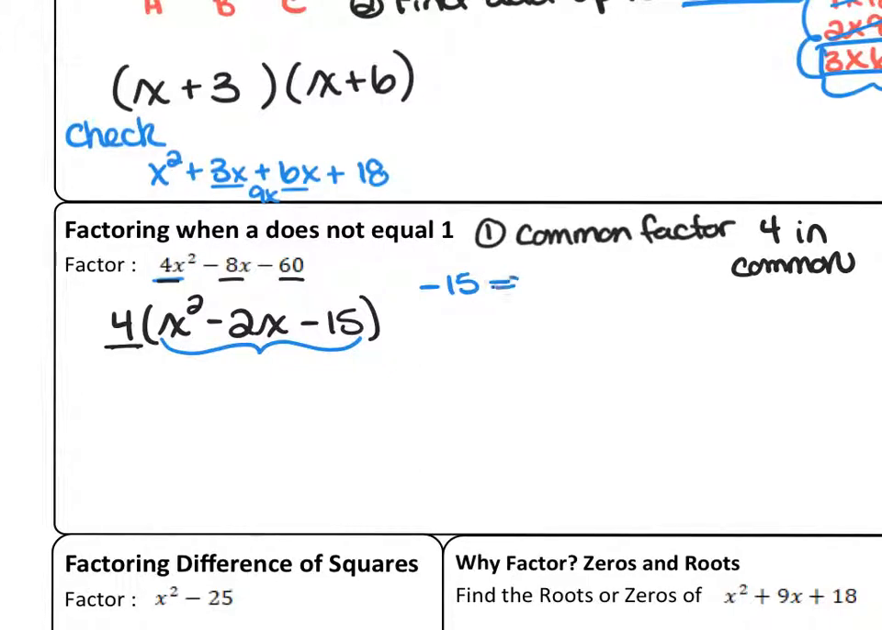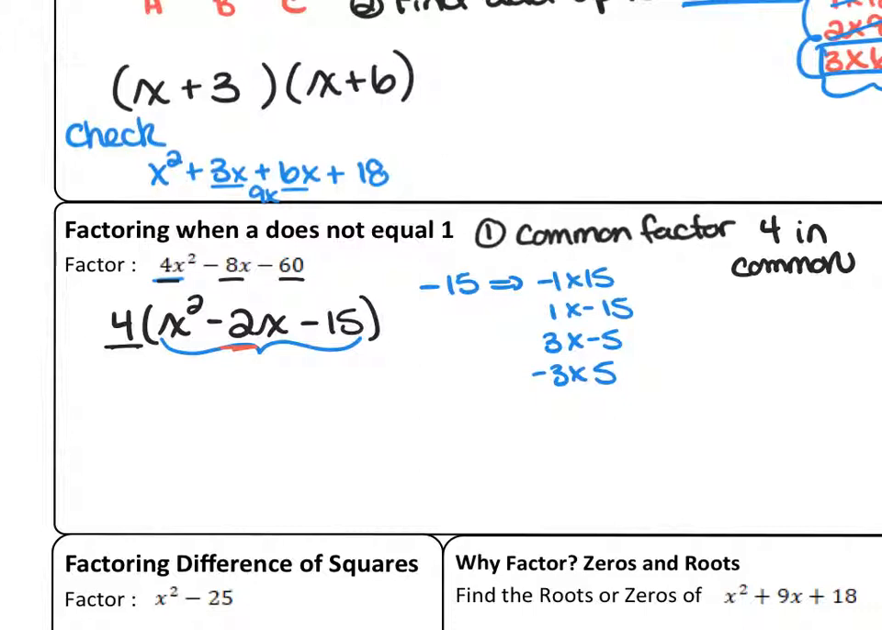So negative 1 times 15, positive 1 times negative 15. Because it's got to be a negative, it could be either one of those combinations. 3 times negative 5, or negative 3 times positive 5. And so we've come up with all our examples to equal that c value. So now we just have to add or subtract them to come up with our b value of negative 2.